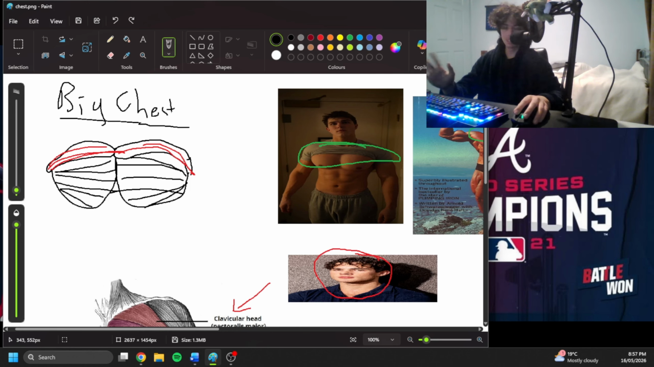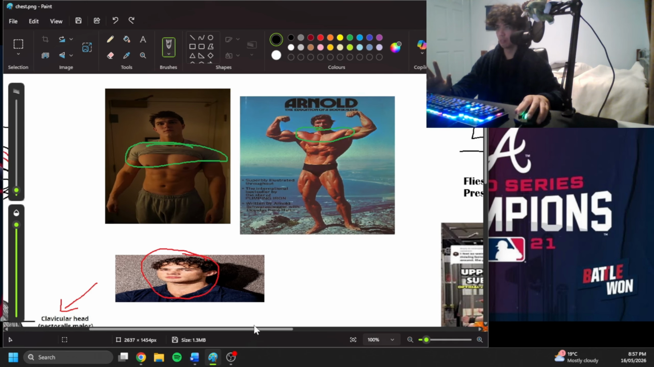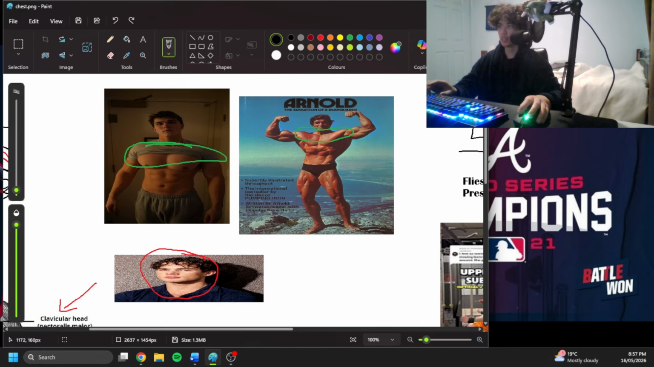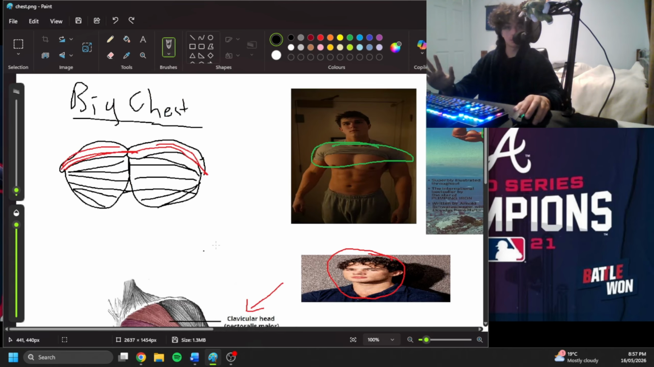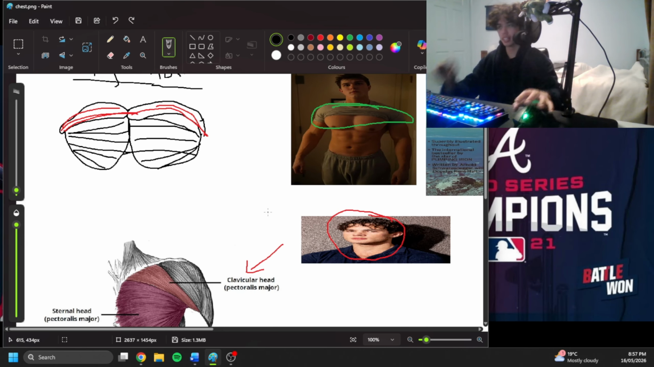So before we get into that, I just need to show the credibility right here. Picture of Arnold and then picture of this guy on Instagram who both have very large chests. Since they're in this Paint presentation, it must mean it's a reliable presentation. That's just how it works. Don't hate the player, hate the game, you know what I'm saying?